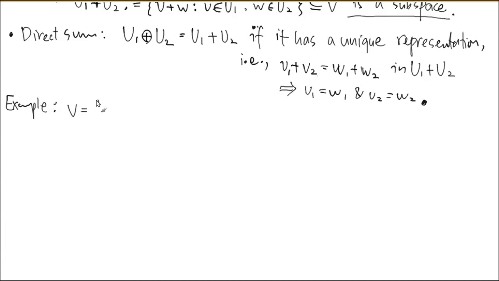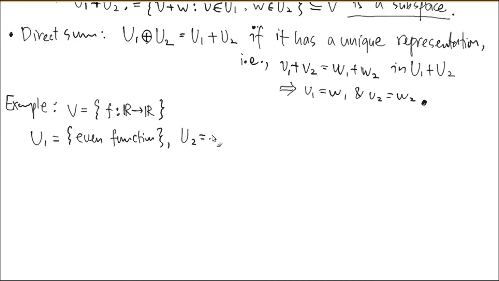V is the collection of all functions, not continuous or anything. It's a collection of all functions. Right? There's no condition. It's a collection of all functions. And U1 is even functions. And U2 is odd functions. Since it's described, I hope you understand these as subsets.